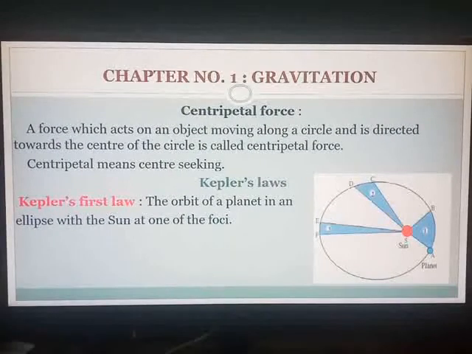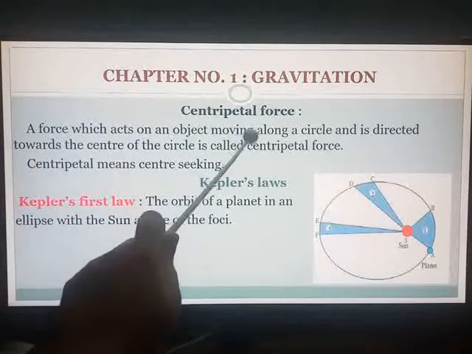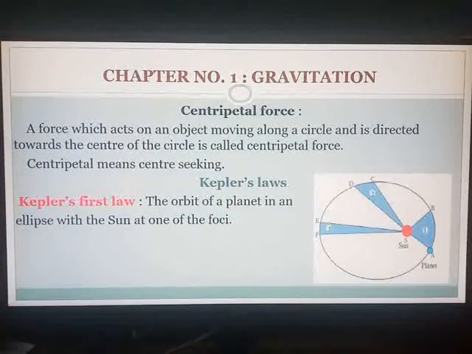The first definition which you have to revise under this chapter is centripetal force. Centri, the word itself tells you that it is related somewhere to the center. So what is centripetal force? A force which acts on an object moving along a circle and is directed towards the center of the circle is called centripetal force. Or in other words, centripetal means center seeking, towards the center. Now, this centripetal force can be asked as a fill-up or it can be asked as a definition.